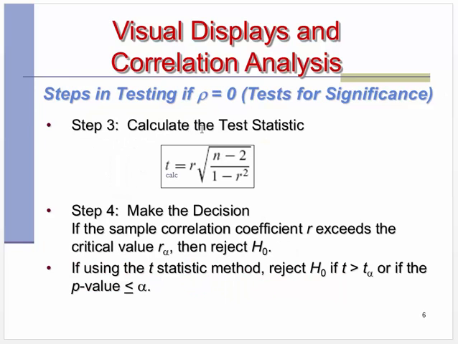Step 3, you calculate the test statistic. The test statistic in this case, the calculated t, is r, the correlation coefficient, times the square root of n minus 2 over 1 minus r squared. That's your test statistic. And then you make a decision. If the sample correlation coefficient r exceeds the critical value of r alpha at the alpha level, then we reject the null. If using the t statistic method, we reject H null if t is larger than t alpha, or if the p value is less than alpha, just like when we do our analysis of variance.